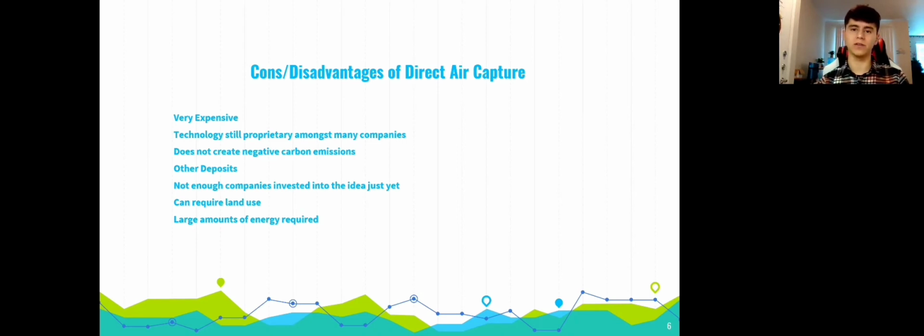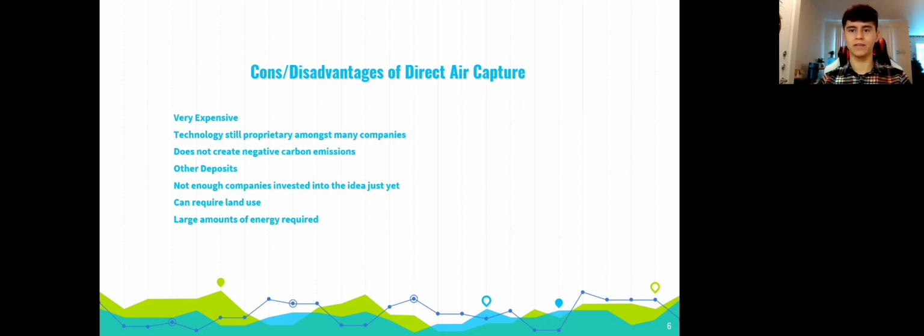Lastly, other deposits on this slide. So in order to store that CO2 in the earth, we have to drill a pocket into a well, kind of like hydrofracking, except we are storing CO2. If we hit another pocket of something else, we could be looking at a natural gas emission or ejection back into the earth, in which we created a problem larger than the one we started with.